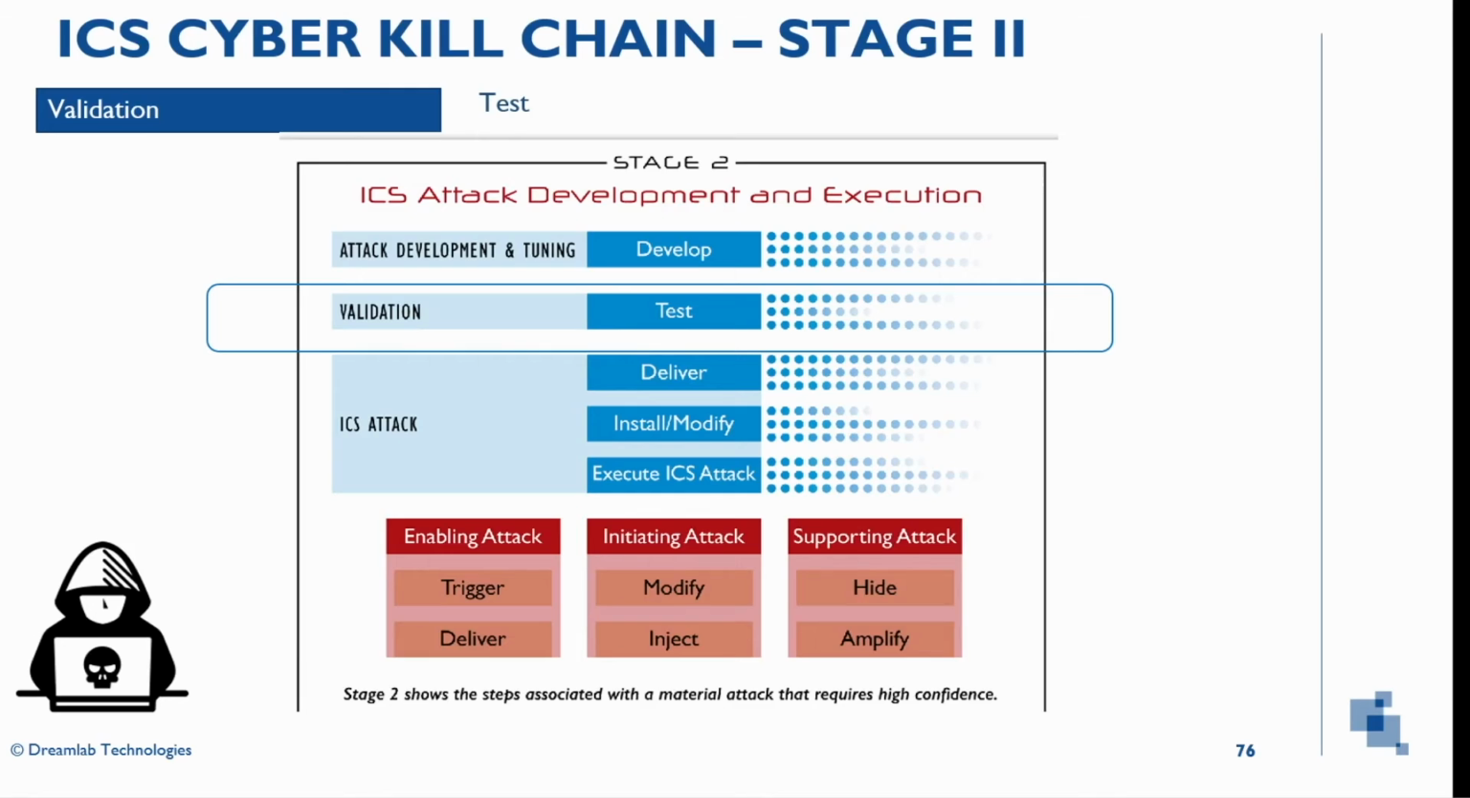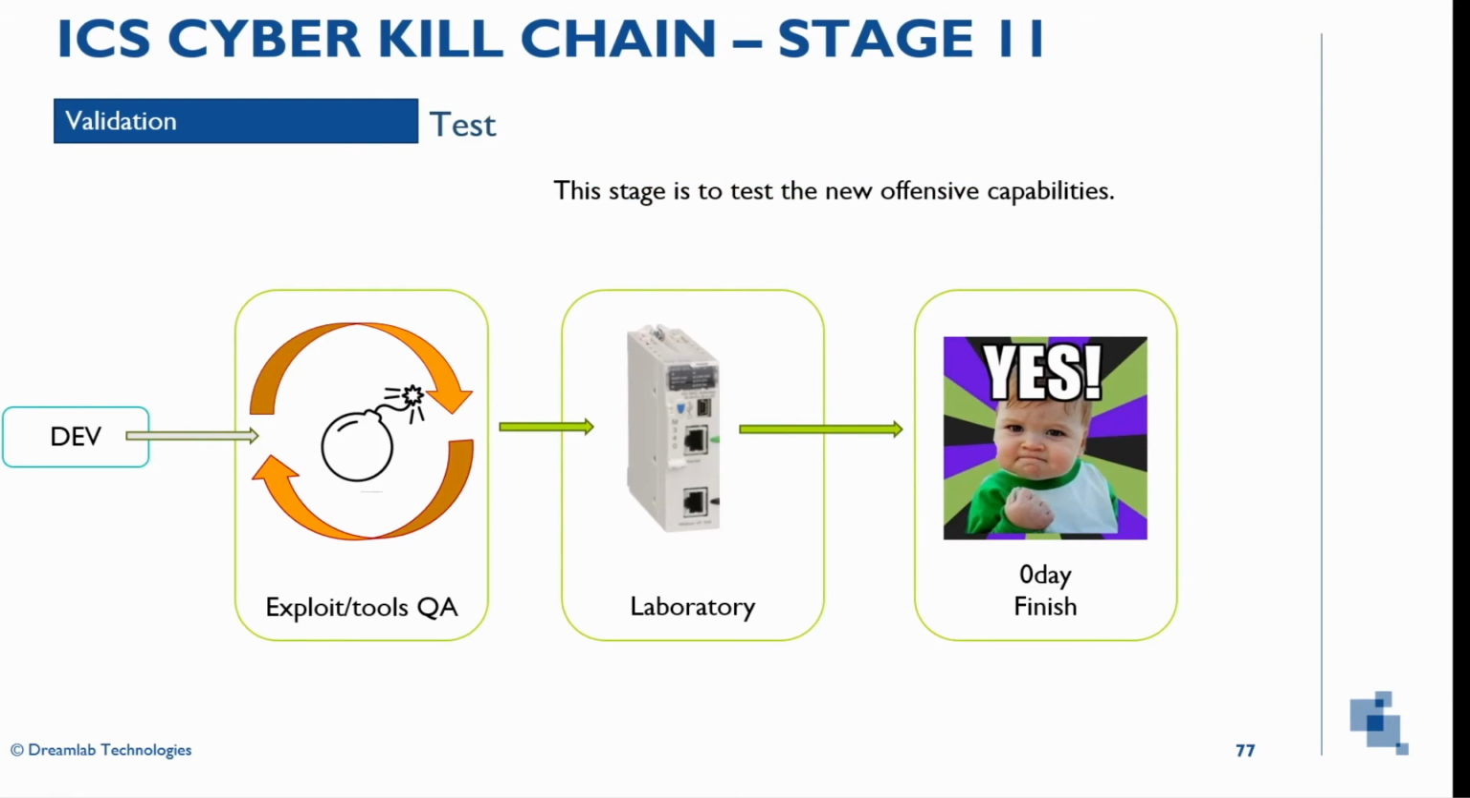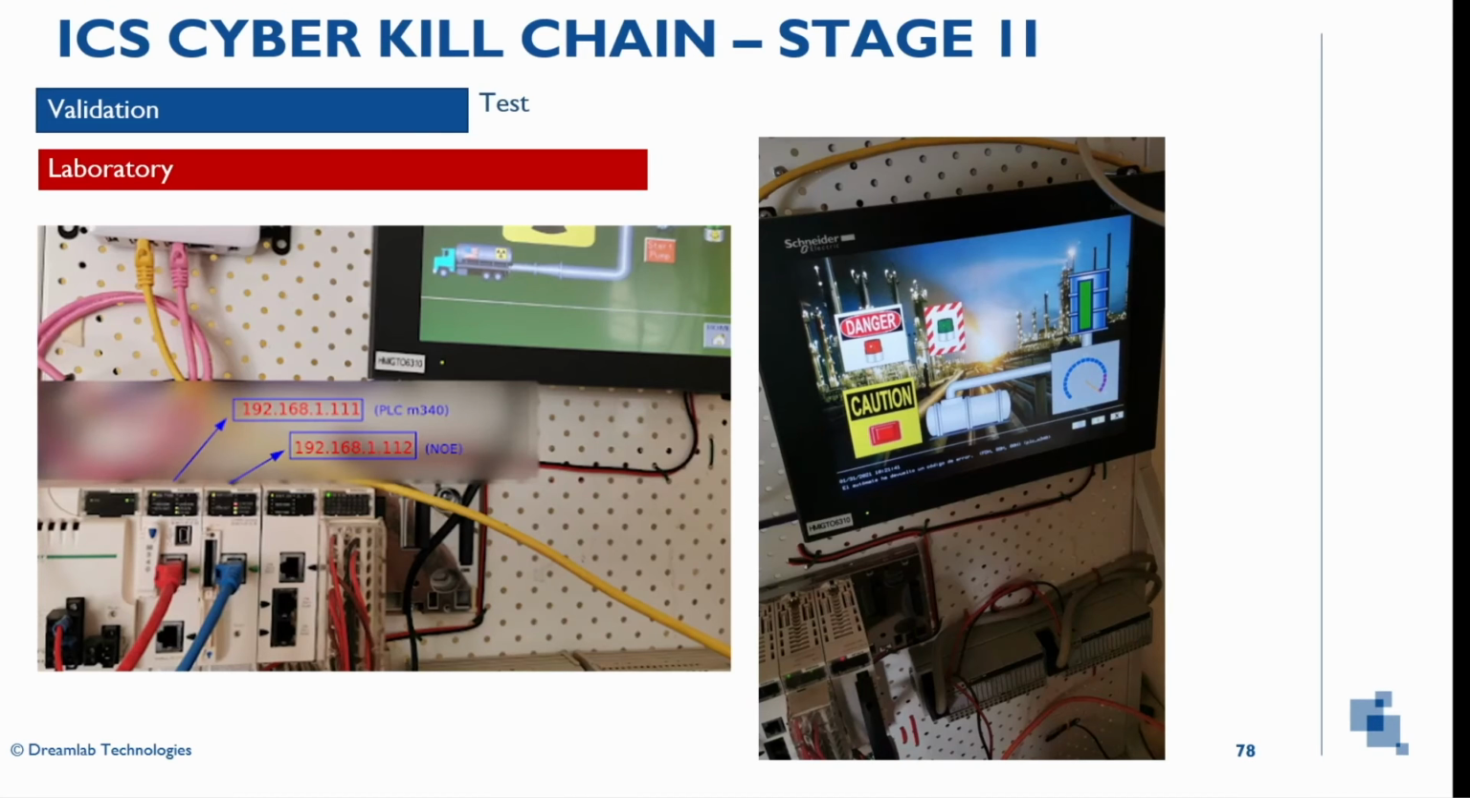The next step for stage 2 is validation. In the validation phase, the aim is to certify the new capabilities or developments in a controlled environment with specific hardware. All tests have been performed in a lab environment such as the one shown below.